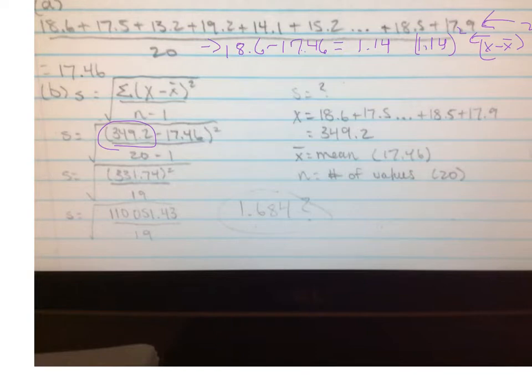And then you're going to do it for the next one, 17.5 minus 17.46. So this one's going to give you 0.04, and then you're going to square the 0.04, and that's going to give you the x minus x bar squared for that piece of data. So if there's 20 pieces of data in your data set, you've got to do that for each of your values. Some of the deviations or differences will be negative and some will be positive.